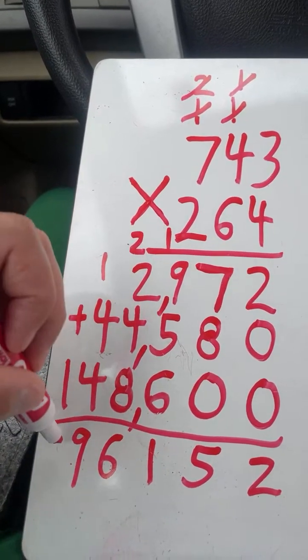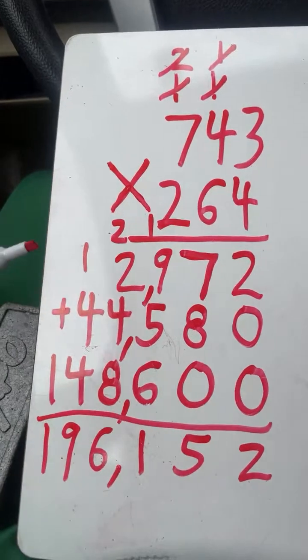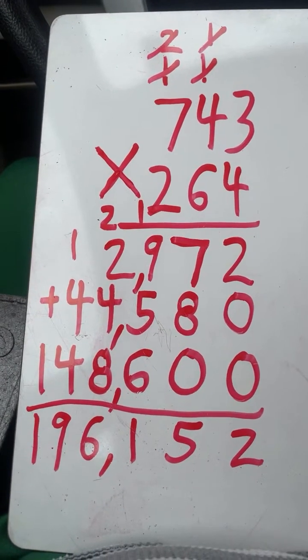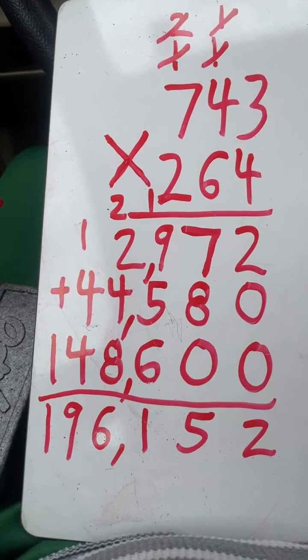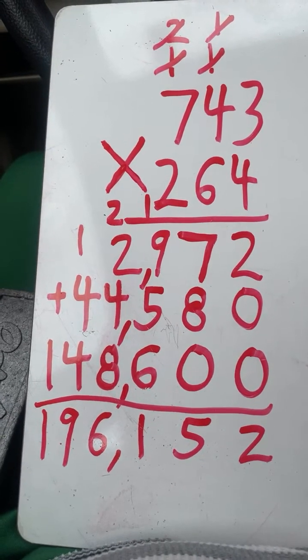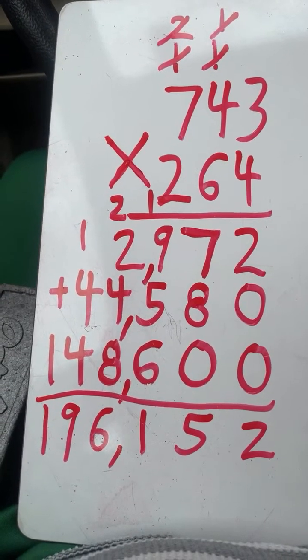0 plus 1 equals 1. And we have our final answer. 743 times 264 equals 196,152.